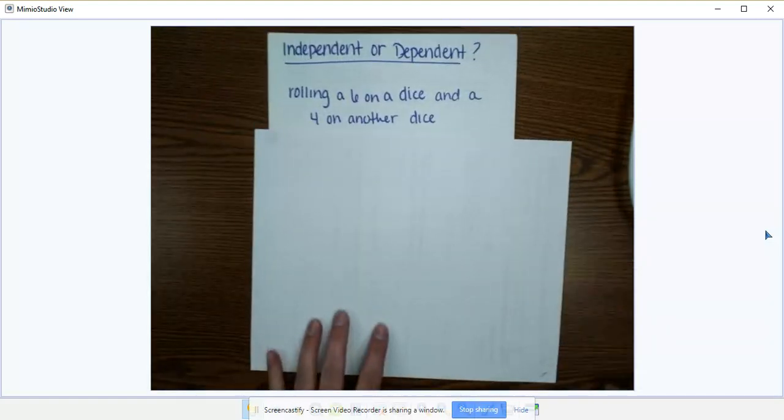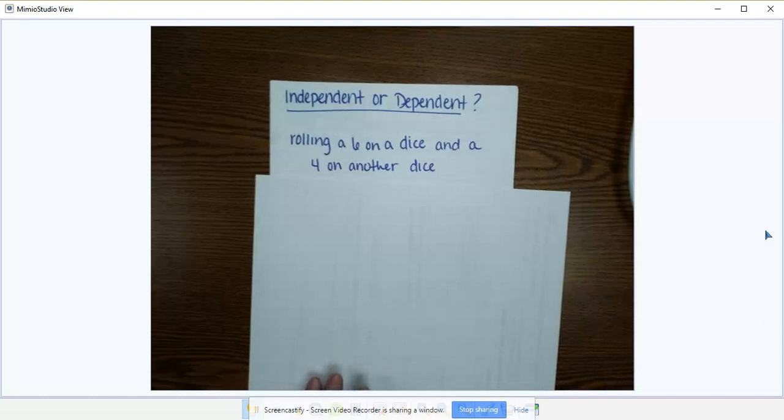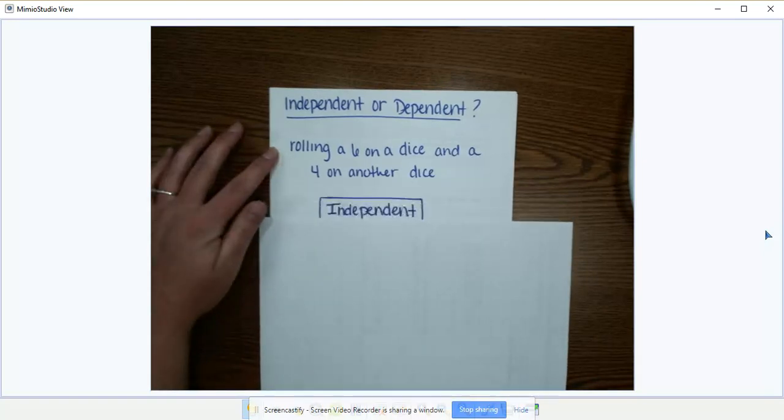Okay, so we're going to decide whether these are independent or dependent situations. Say we roll a 6 on a dice and a 4 on another dice. We have to ask ourselves, does the first dice affect our second dice at all? And the answer is no, which means these two events are independent.